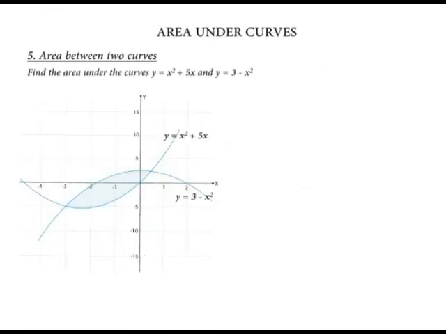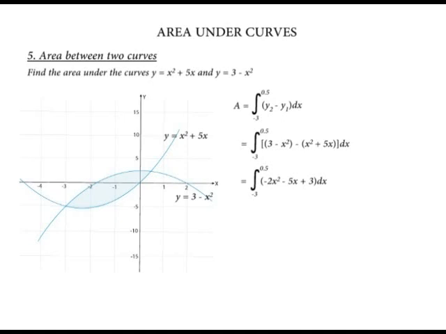Having that, we can now proceed. Area will be equal to the integral of y2 minus y1 with respect to x from x is equal to minus 3 to x is equal to 0.5. Proceeding, we subtract the 2. y2 will be 3 minus x squared and y1 will be x squared plus 5x. We subtract and we get minus 2x squared minus 5x plus 3, and then we integrate that with respect to x from x is equal to minus 3 to x is equal to 0.5.